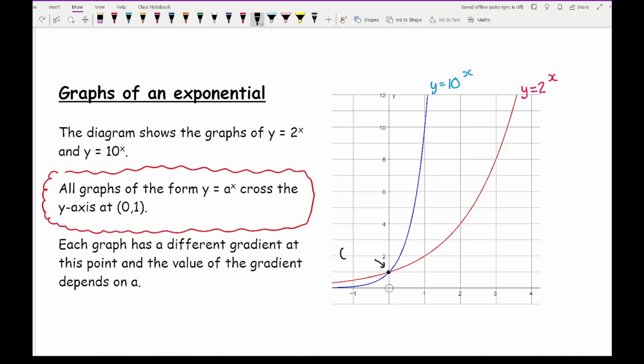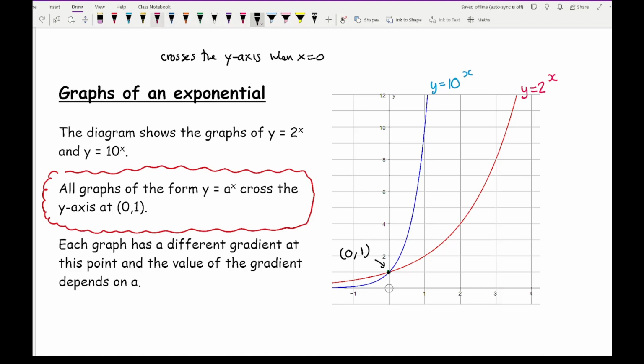Now that makes perfect sense, and the reason for that is because anything to the power of 0 is 1. It crosses the y-axis when x equals 0. Now when x equals 0, well, 10 to the power of 0 is 1, so it crosses there. 2 to the power of 0 is 1, so again it crosses at the same point. Now each graph has a different gradient at this particular point, and the value of the gradient depends on a.